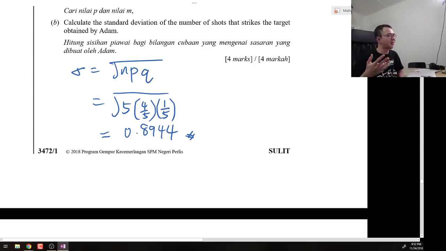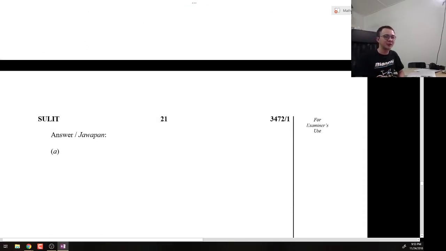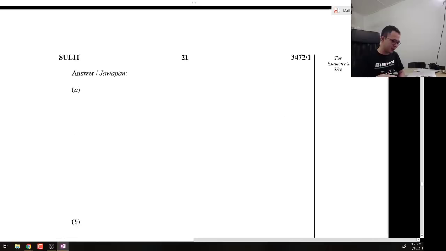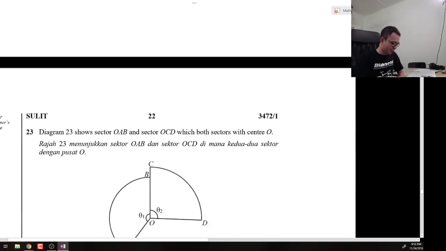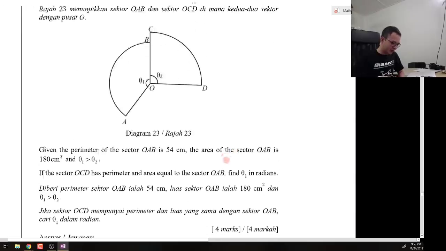Variance is actually the same idea as standard deviation, but variance is just less intuitive. Of course, you can Google the meaning of standard deviation. Alright, so these questions.